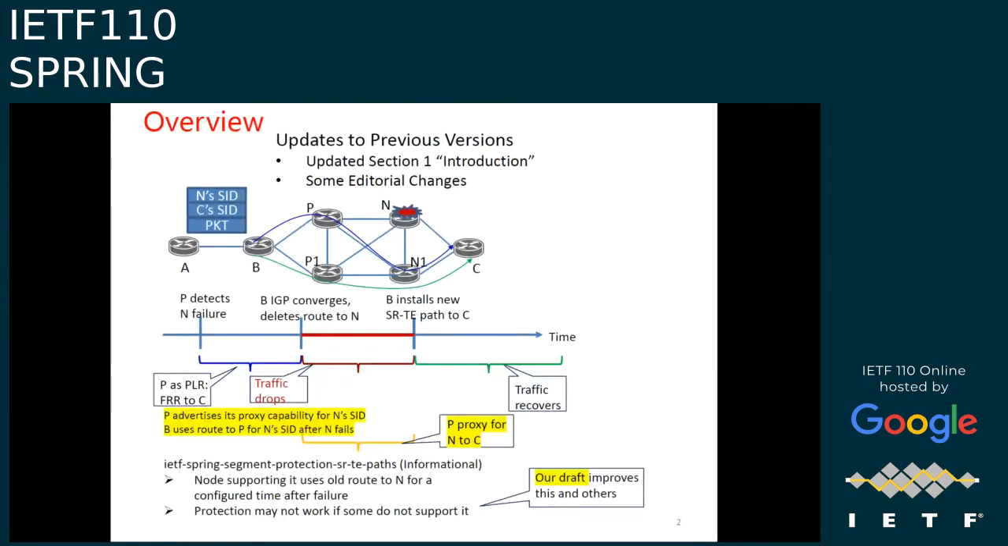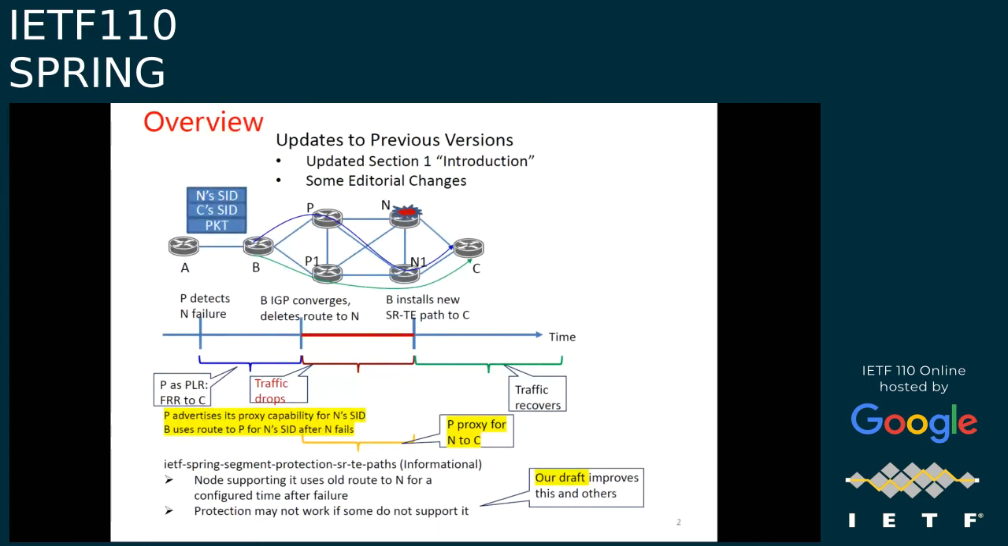So we can see from the point of IGP convergence until a new path is installed, during this period of time, traffic will get lost. So our draft proposes a solution to resolve these problems.